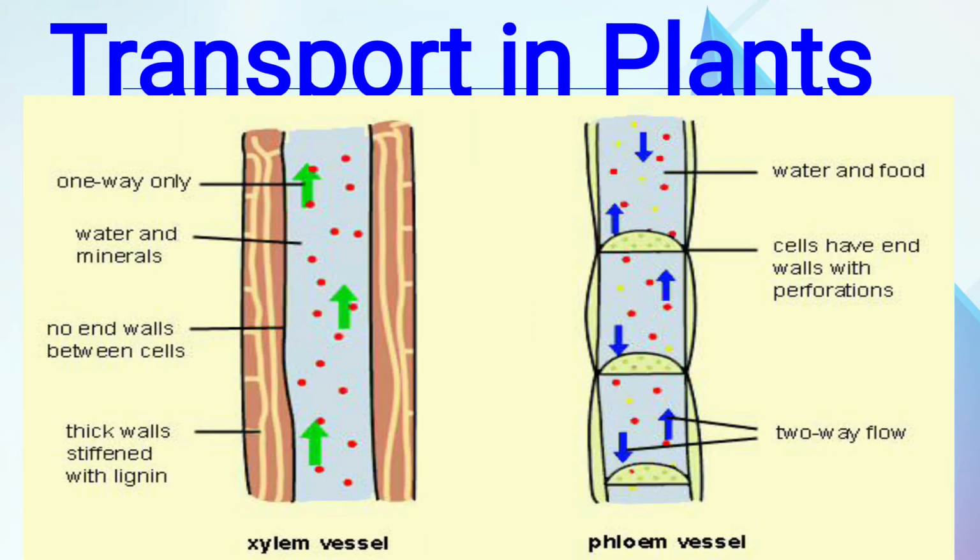Now this is the structure of xylem tissue and phloem tissue. Look at the structure. Xylem is one way direction. Water and mineral, the storage of water. No end wall between cells. The walls are strengthened with lignin. That's lignified walls. Now, phloem: this carries water and food. Cells have end walls with perforations. We have two-way flow. The food can flow in both ways. Water and food can flow in both ways in phloem tissue.